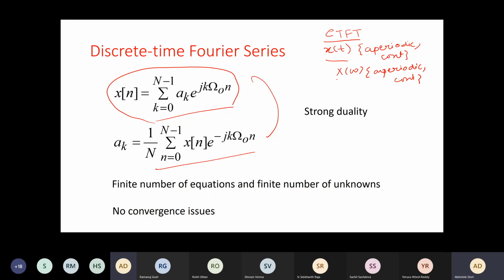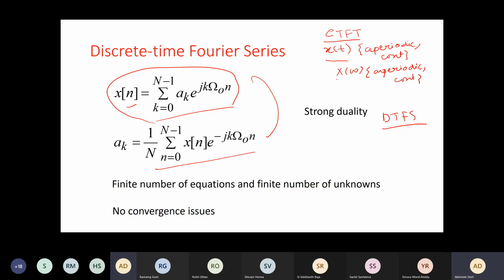Now in the discrete time Fourier series also there should be a strong duality, because both signals x[n] and a_k have good characteristics. Discrete and periodic. What better can you ask? a_k is also discrete and periodic. So there also has to be a strong duality in DTFS. This is a motivation, not a proof. You can look up the proof in books, or we will talk a little more about duality. I'm just motivating why there should be a duality.